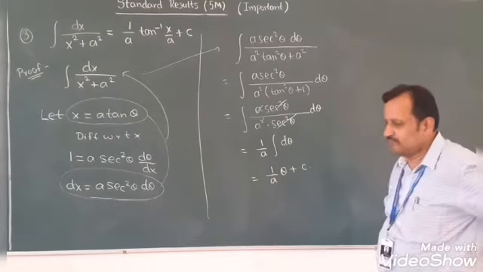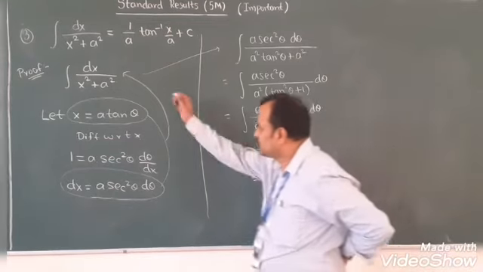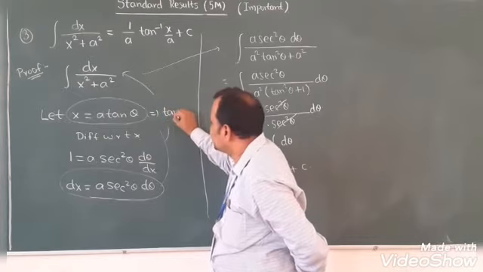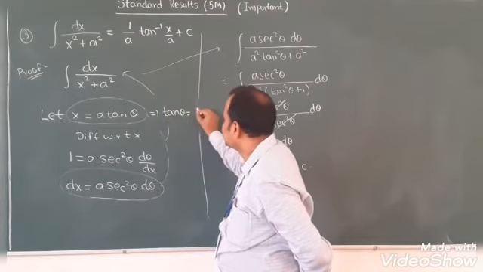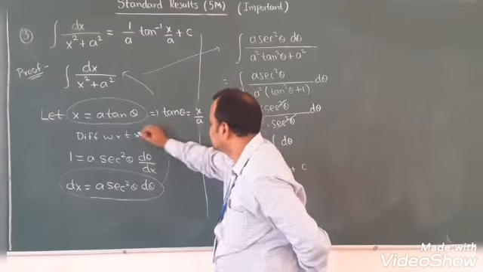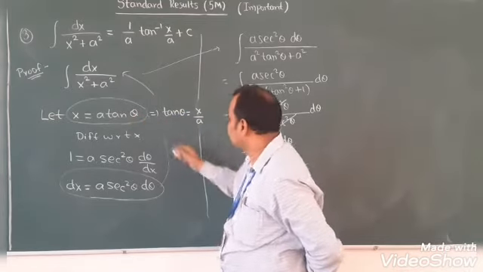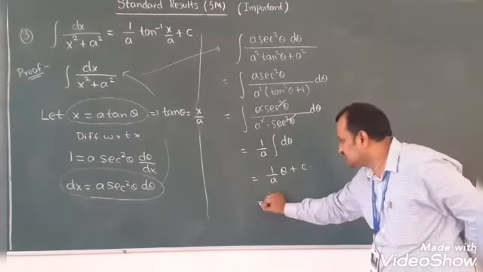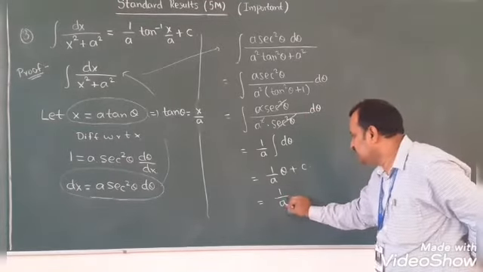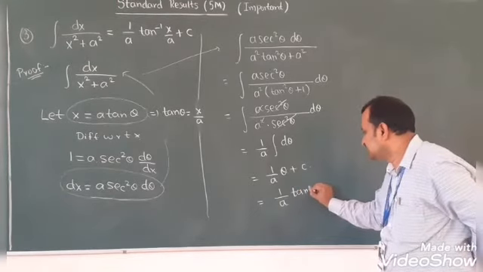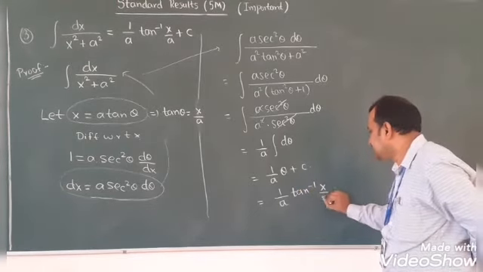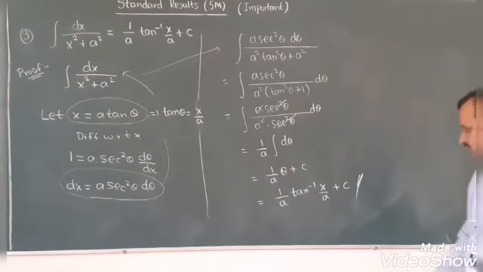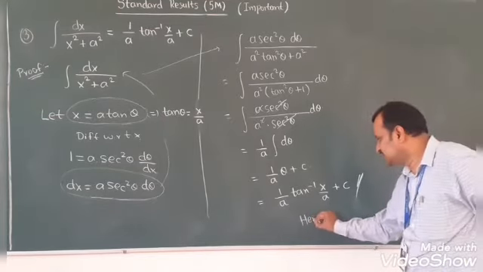But what is theta? From this, can I say that tan theta is nothing but x by a? Tan theta is nothing but x by a. So theta is tan inverse x by a. So from this I can say 1 by a into tan inverse x by a plus c. So this is the required proof. So here we can say hence.